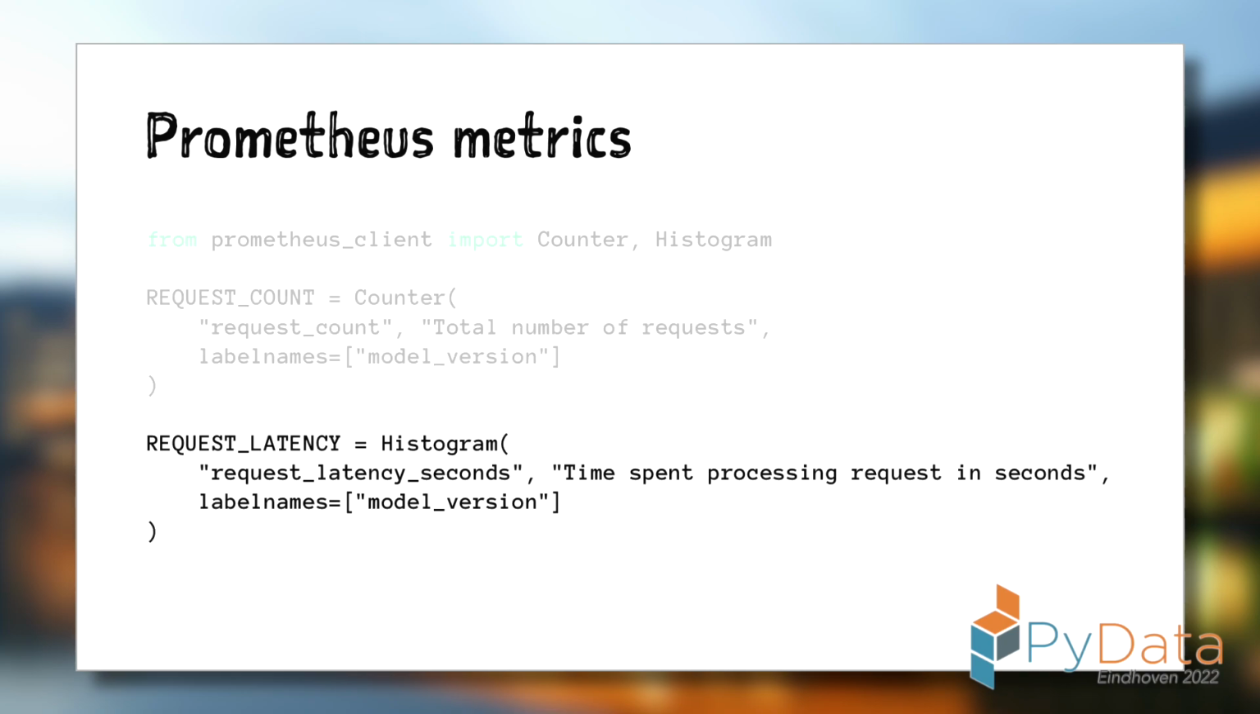For the latency, I don't use a counter because we're not just counting stuff, we're actually making this histogram, which is basically a counter of several buckets. Here I just use the default buckets. It's basically just this object that is able to track how long it takes to fulfill this request.